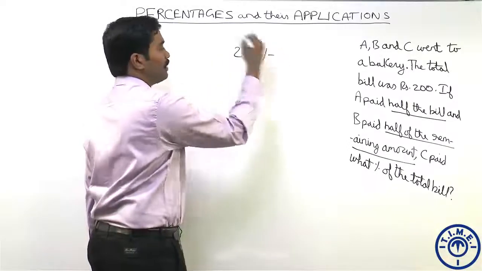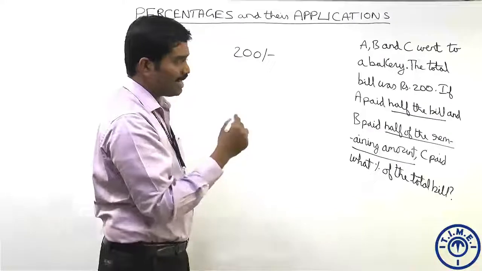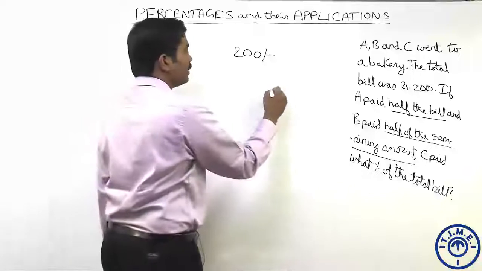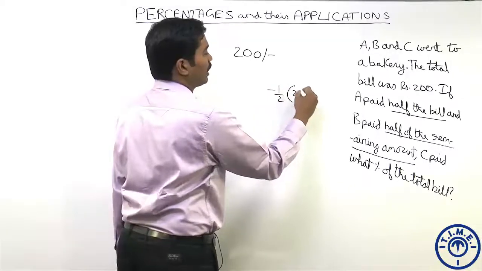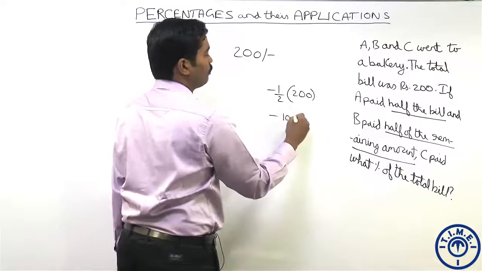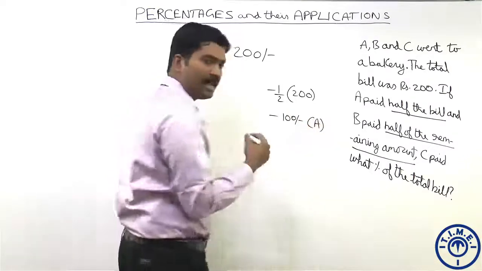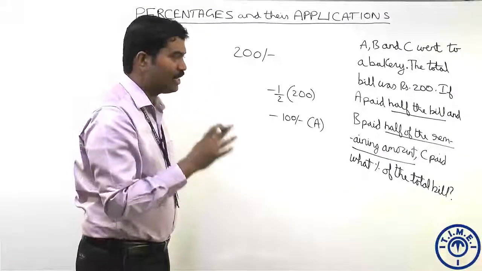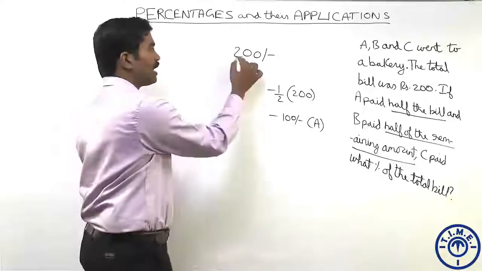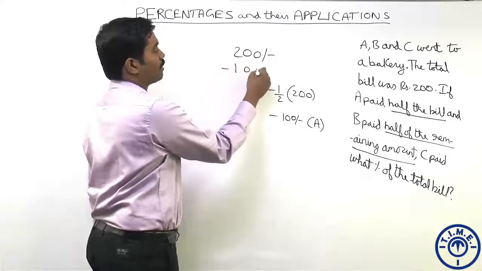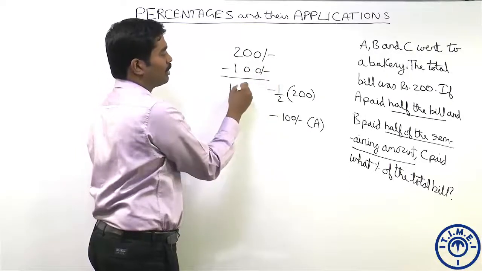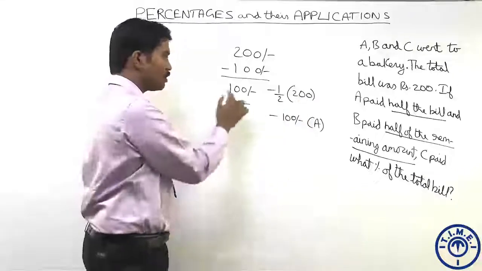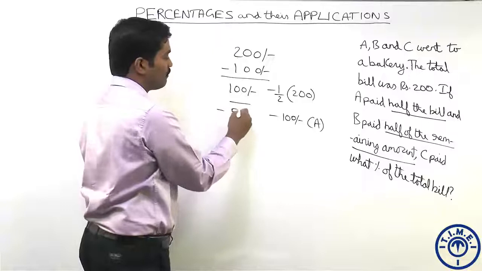Three of them went to a bakery and the total bill was 200 and A paid half the bill. Half the bill is nothing but 50%. Whichever way we do it, he's paying half of the total amount, half of 200. That would be minus 100 rupees. So this is what A is paying. A has paid 100 rupees. Then B is not paying the remaining half. B is paying half of the remaining amount. So of the total amount 200, when A pays 100 rupees, how much is still remaining? 100 rupees is still to be paid. Now what is B doing? B is paying half of the remaining amount. So he is paying half of 100, which is 50 rupees.